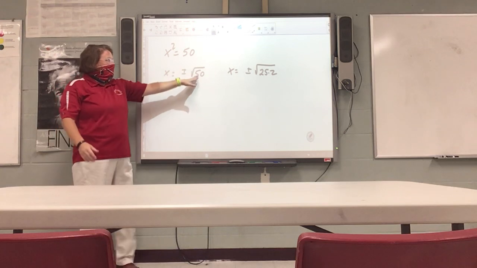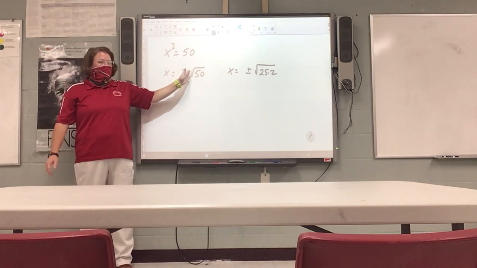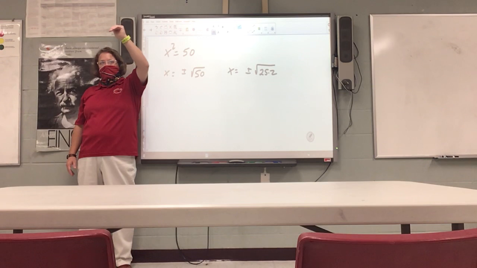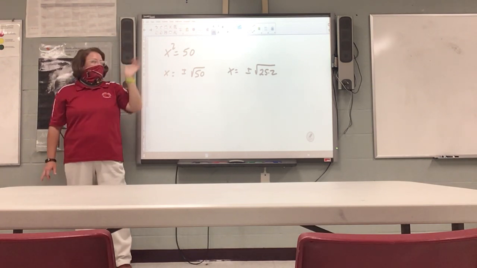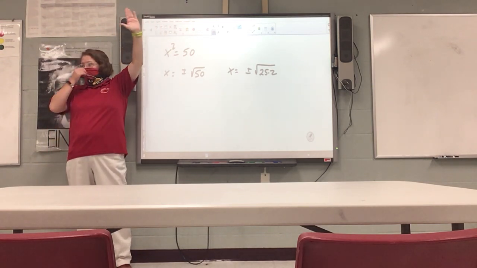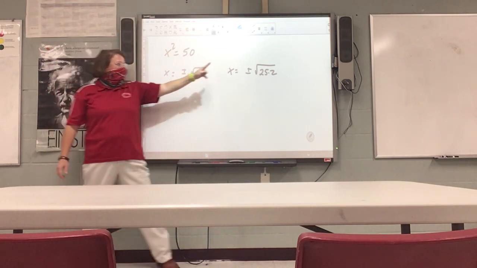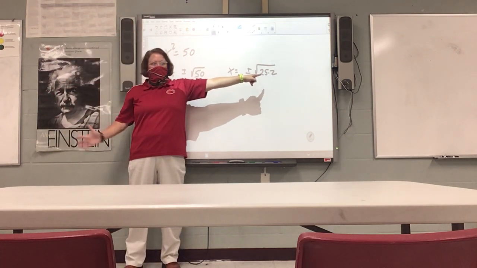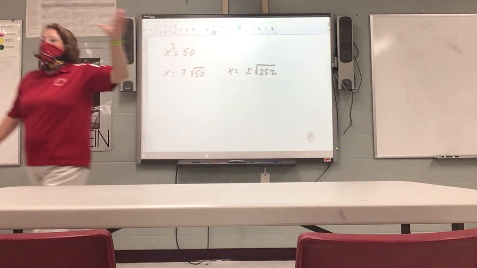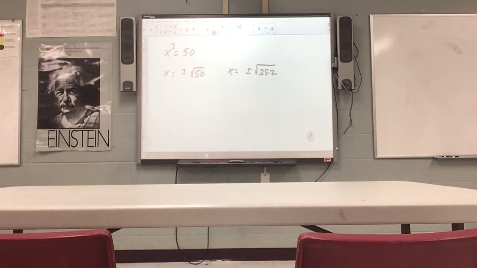So you needed to realize 50 was not a perfect square. Your perfect square list went from 49 to 64, skipped over 50. So I started working my way backwards on the right side to find the biggest one that would go evenly into 50, and this is where I landed. Did everybody agree with that? So now the perfect square gets to come out. What times itself equals 25? 5. So a 5 comes out, the 2 stays in. That's your final answer. How'd you do? Did y'all get it?